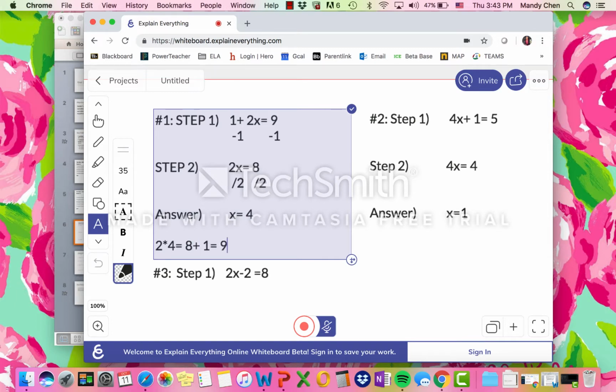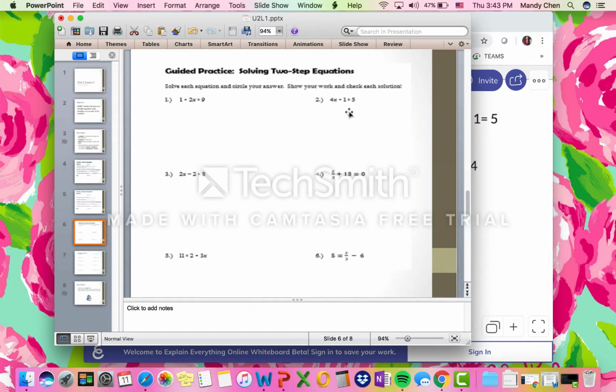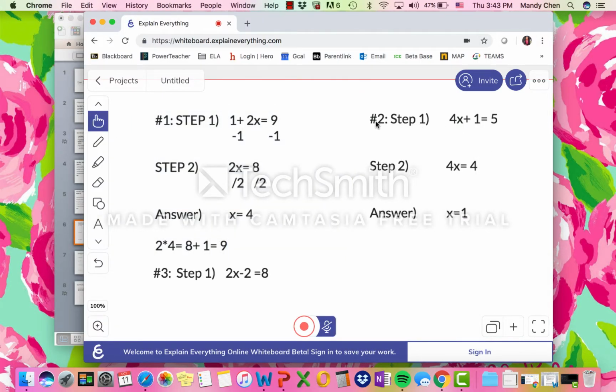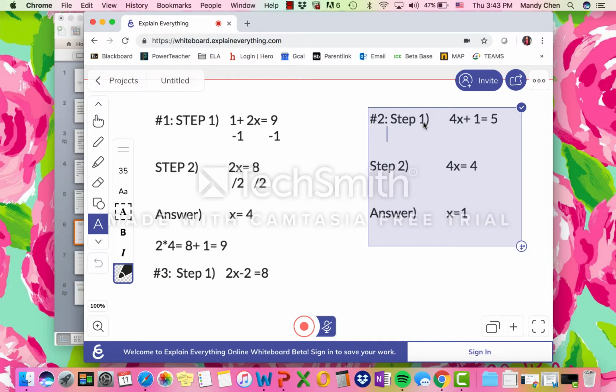And as you can see, my answer is 9, and that gives us back our original equation. To do problem number 2, which is 4x plus 1 equals 5, we're going to go back to our whiteboard. As you can see, once again, we have our question, and then we have our steps, step number 1, step number 2, and our answer.